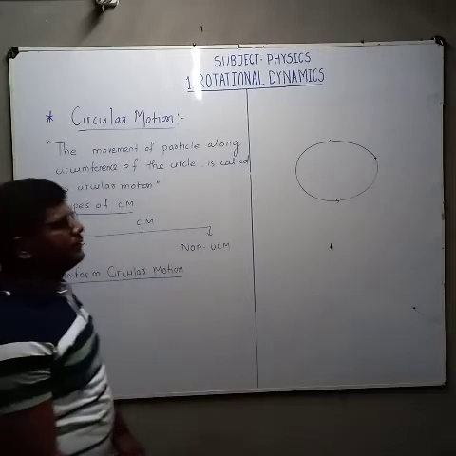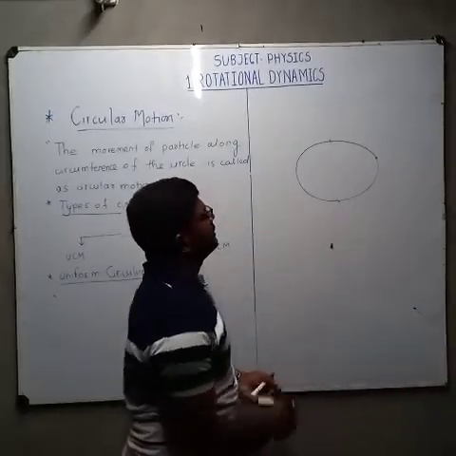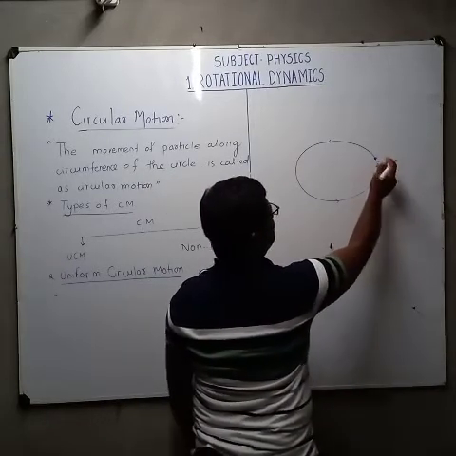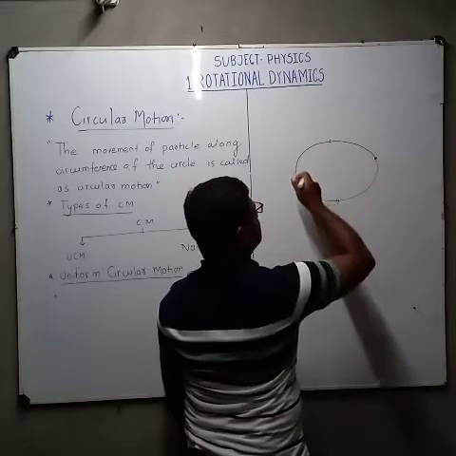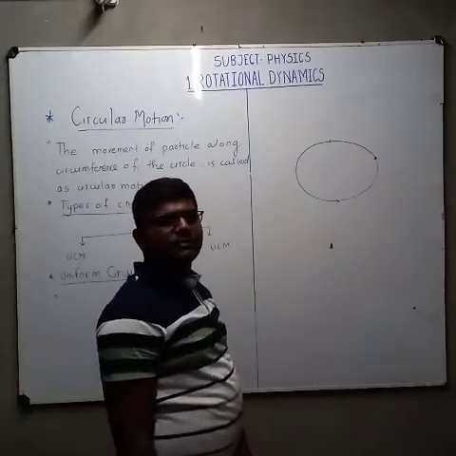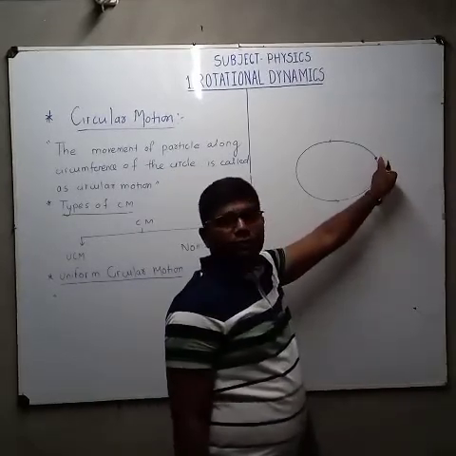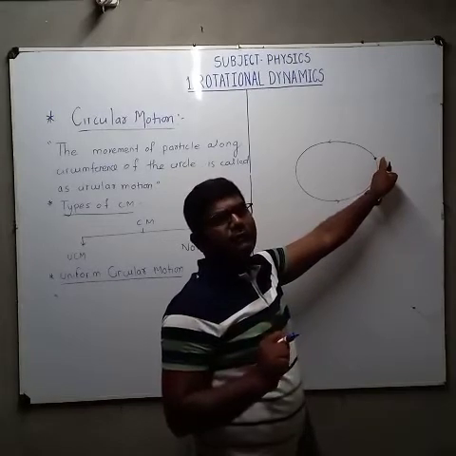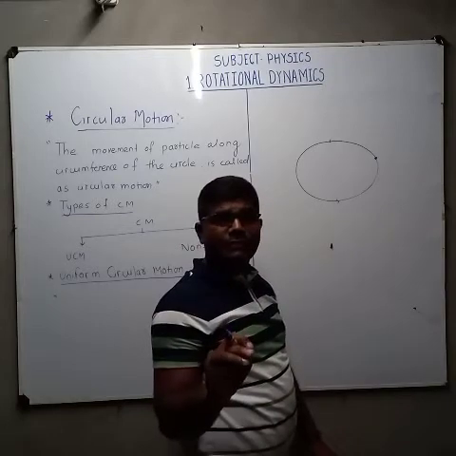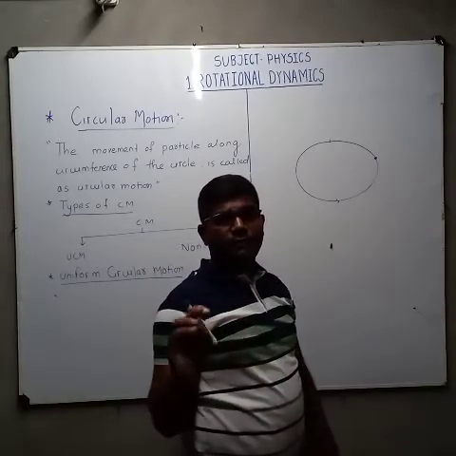For that, we take the same example which we took earlier, the piece of chalk. Suppose this piece of chalk is moving along the circumference of the circle. Here the speed of the piece of chalk is constant. If its speed is constant, then the resultant motion is said to be uniform circular motion.